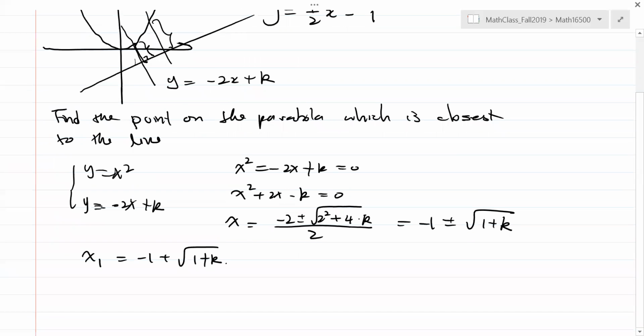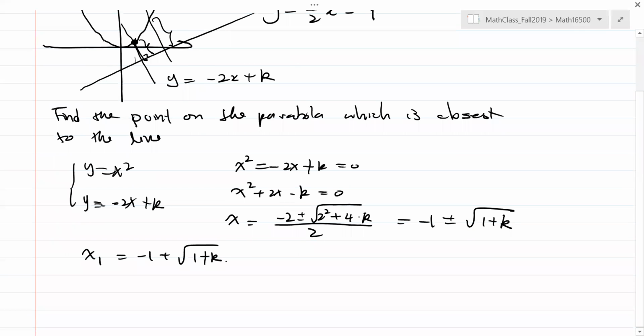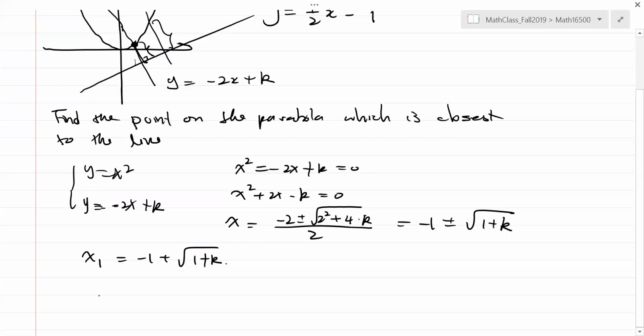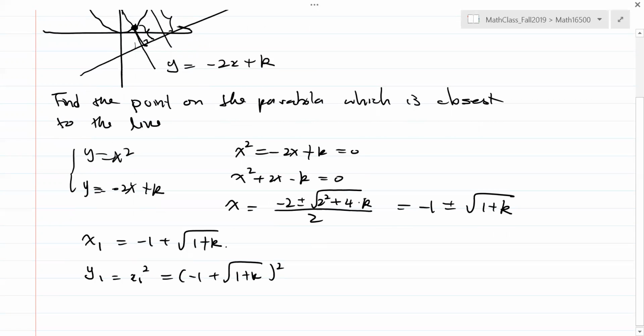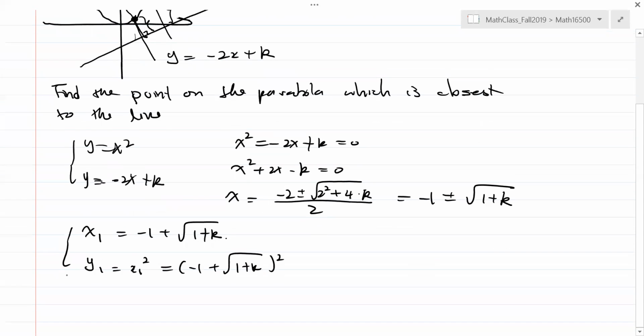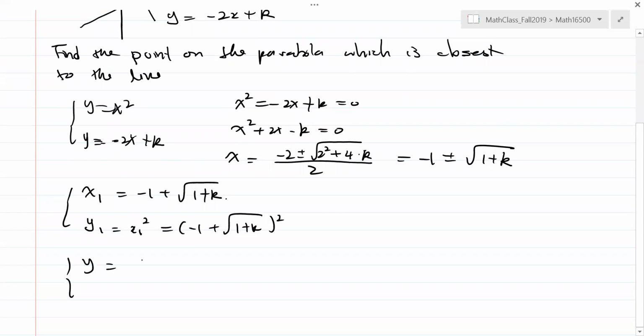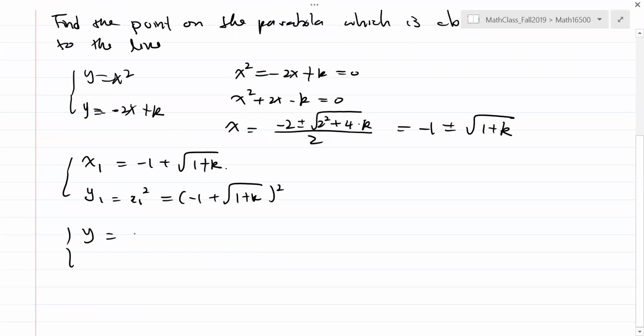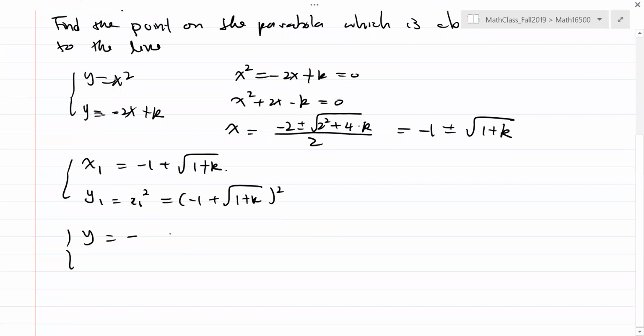That is x1, the point on the left-hand side. Why are there two points? Because if you extend this line, you get another intersection point. So y1 is going to be x1 squared. Those are the coordinates of the point on the parabola. And now you also have to look at the intersection point on the line y equals 1/2 of x minus 1, with y equals negative 2x plus k.